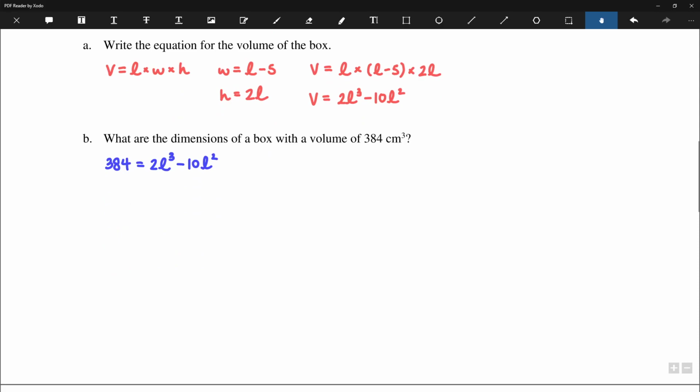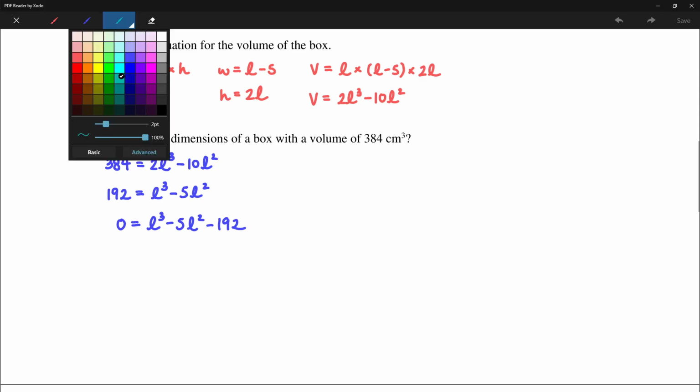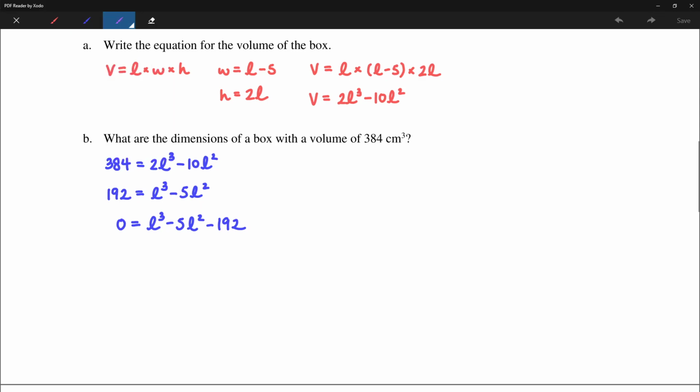So of course here we can divide both sides by 2, so that will give us 192 is equal to L cubed minus 5L squared. Similar to the previous example, we can move the 192 to the right-hand side. We have L cubed minus 5L squared minus 192 is equal to 0. Again, similar to the previous example as well, there's a lot of numbers to try here because 192 has a lot of factors.